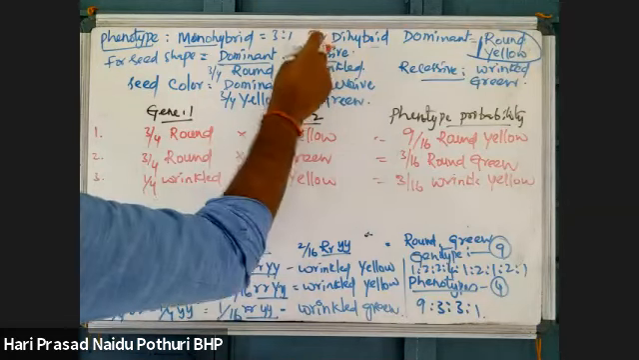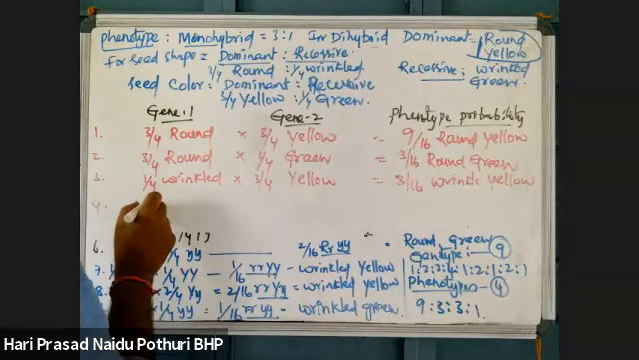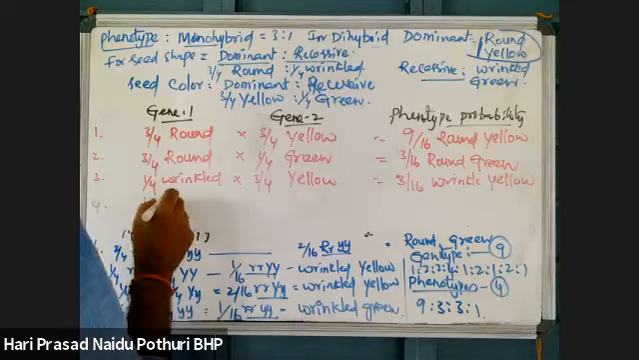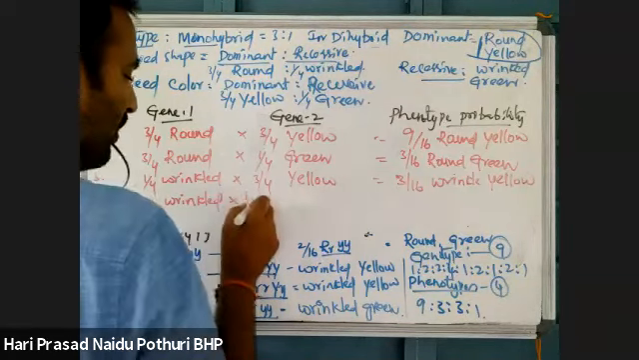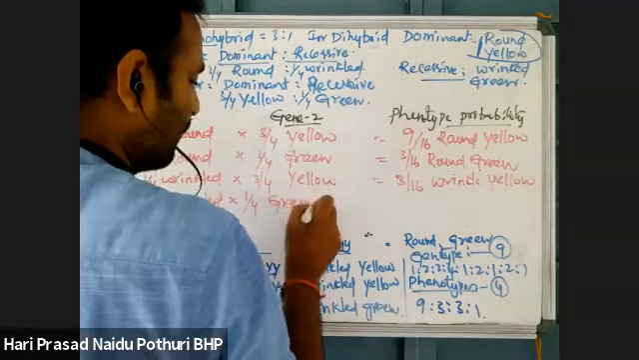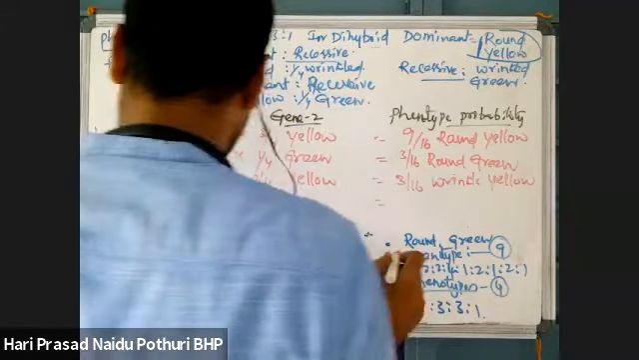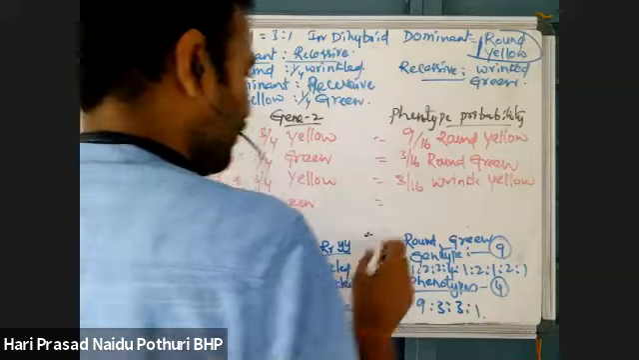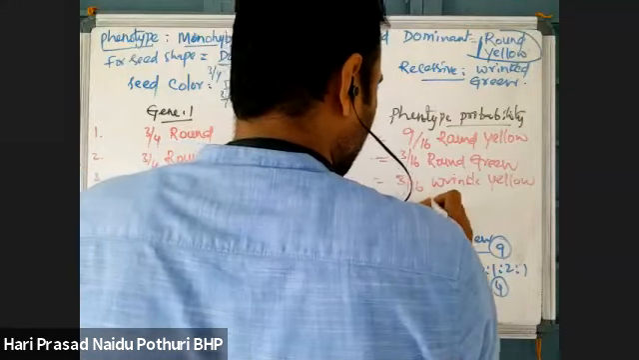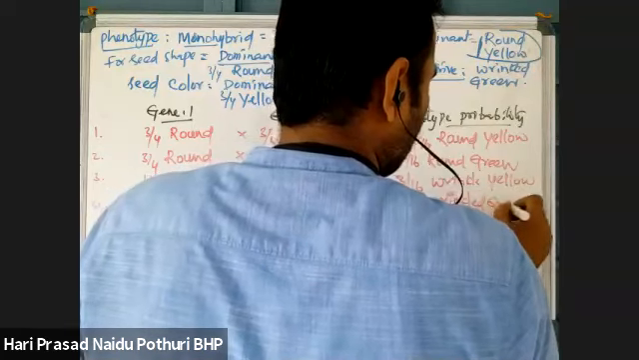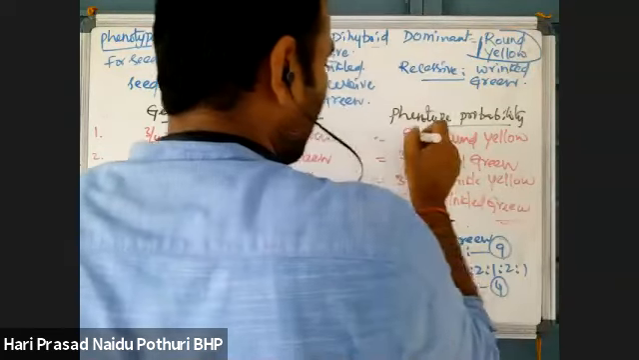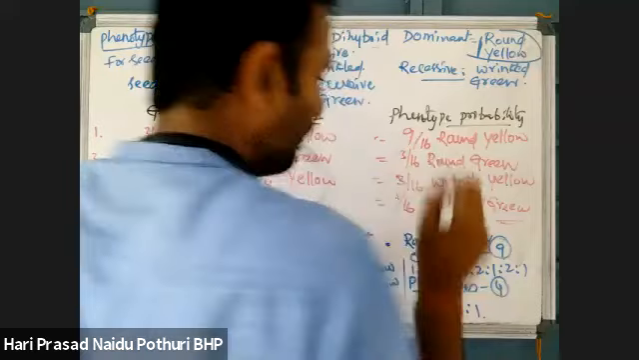Finally, if this gene combining with this gene, 1 by 4 wrinkled into 1 by 4 green. This will give what? 1 by 4 into 1 by 4, 1 by 16. That will give wrinkled green. So the phenotype ratio is 9, 3, 3, 1 will come.